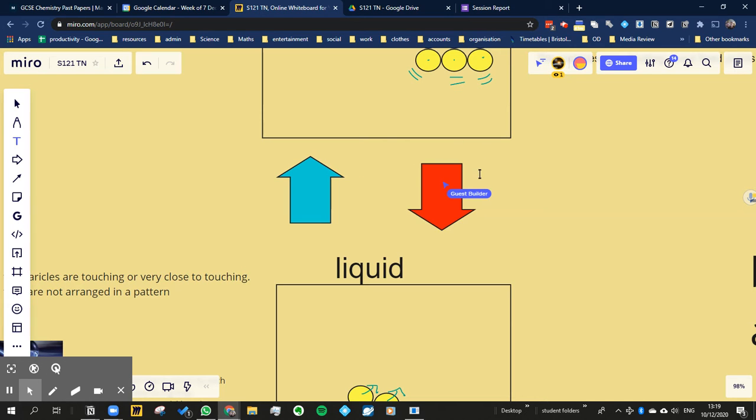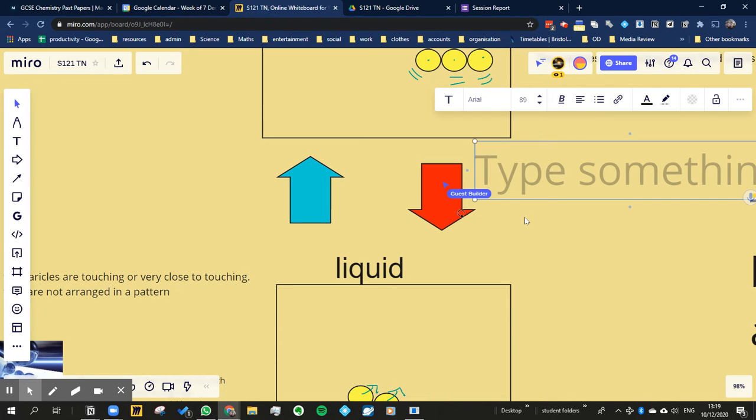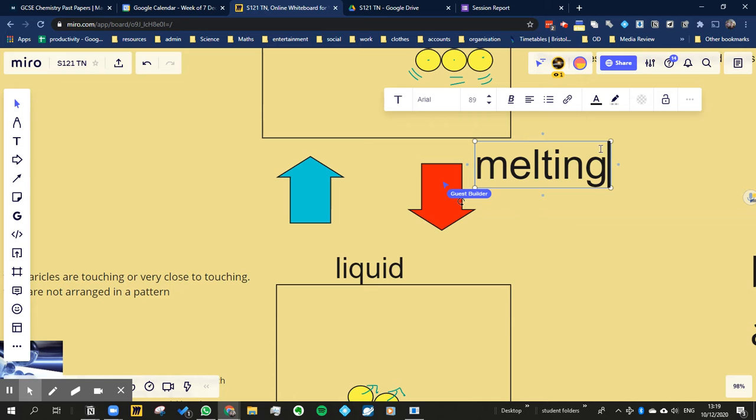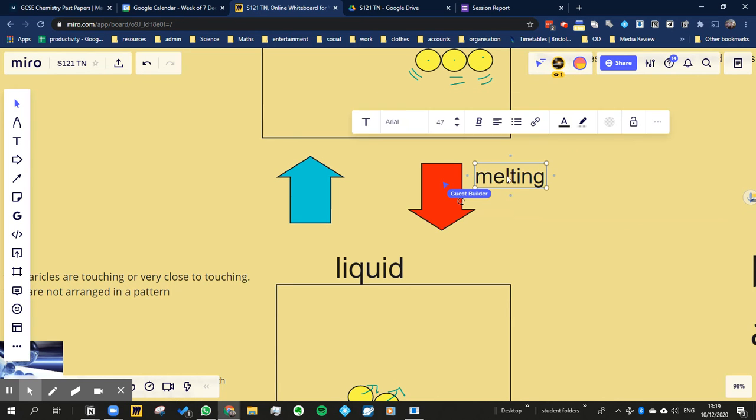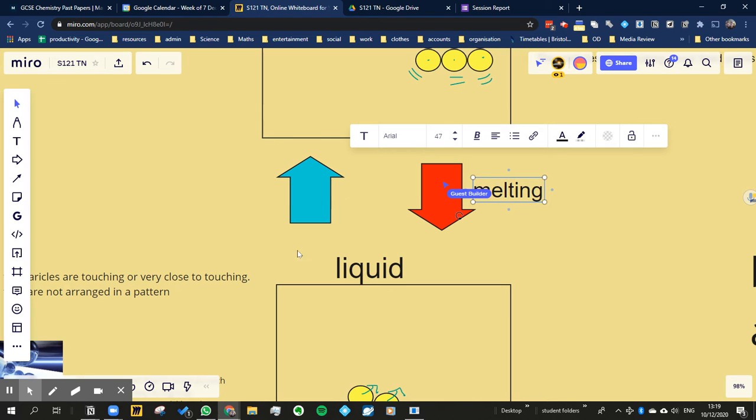So yeah, we're going to heat it up, which is, well, I've got this red arrow. The process is called melting. Okay, so you said melting, so we would just want to label that as melting. So what about the opposite? What about if we went from liquid back into a solid? What would we call that?